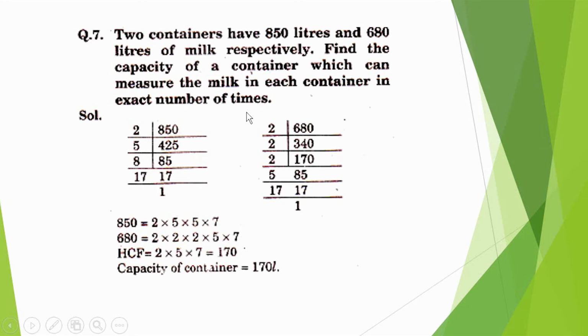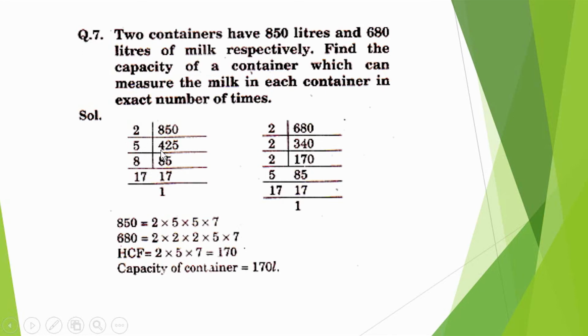Two containers have 850 liters and 680 liters of milk respectively. Find the capacity of a container which can measure the milk in each container an exact number of times. Now we also take the highest common factor.